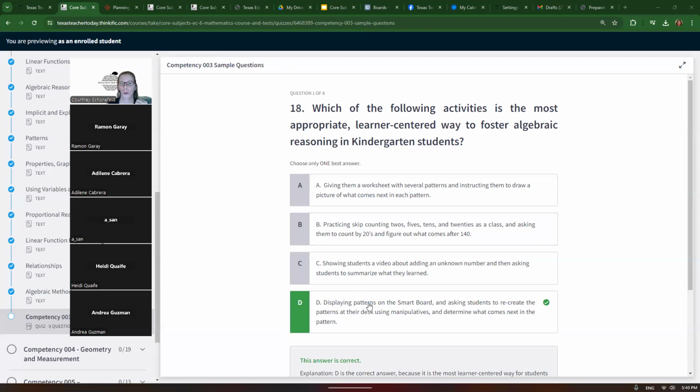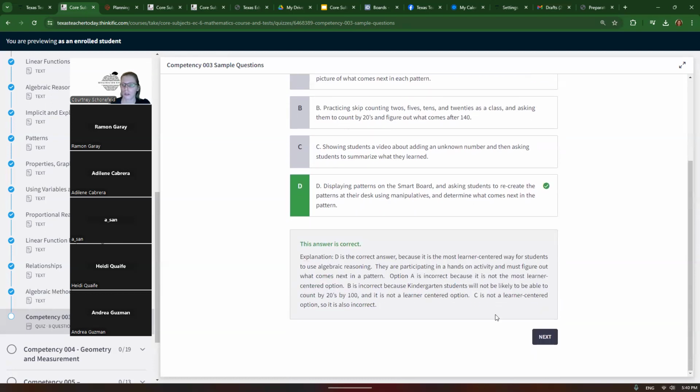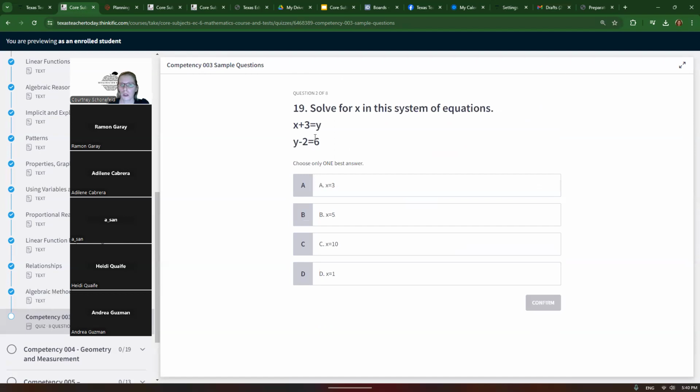Then it needs to be thorough. Which one thoroughly addresses the question? Then we pick the one that's most learner-centered, which is really important because it says that in the question, but that's the order for all questions. So that one we got right.